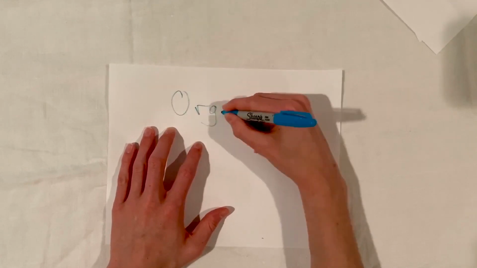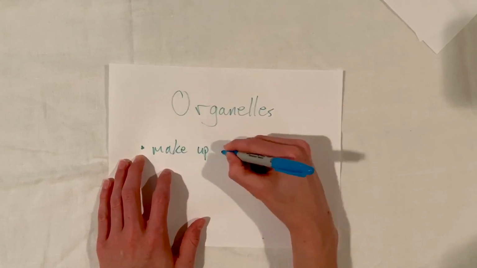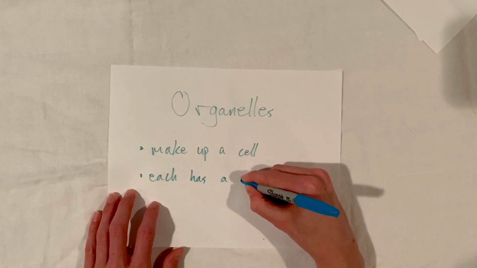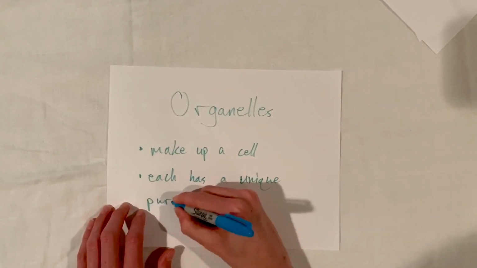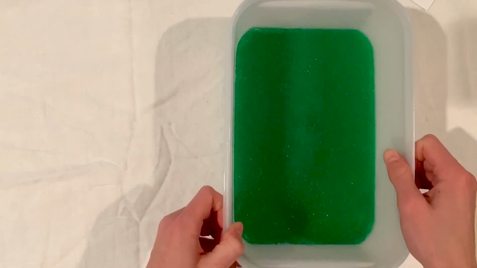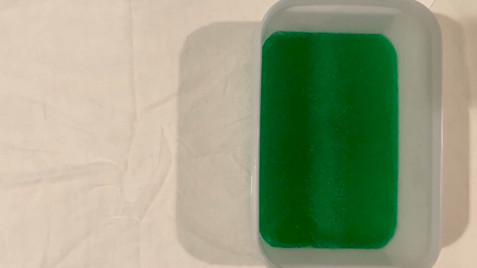So moving on, we are going to be discussing organelles. Organelles are what make up the cell. Each cell has specific organelles, and each organelle has a unique purpose that helps the cell live and grow and reproduce. So I have brought in this container here, which is full of Jell-O.